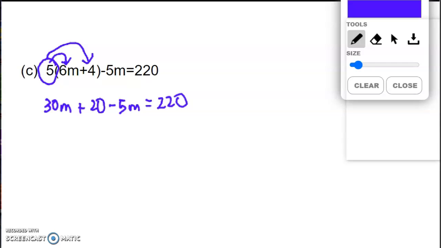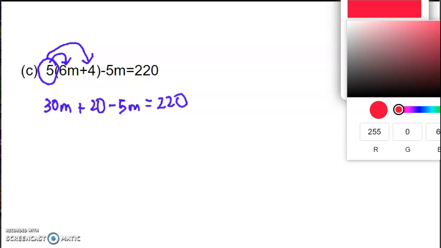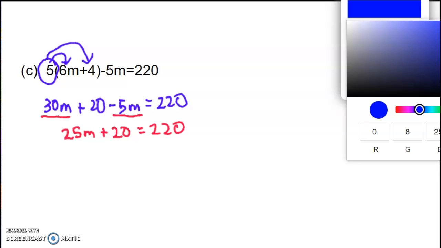Now we need to be combining like terms. Which are the like terms? Within one side of the equal sign, we see 30m plus 20 minus 5m. Which are the like terms? The 30m and -5m. They are like terms, so we need to combine those. 30 minus 5 is 25. So we have 25m plus 20 is equal to 220. And then from here, this is just a two-step equation.